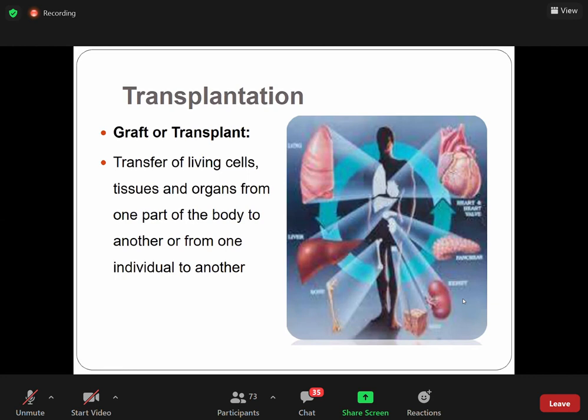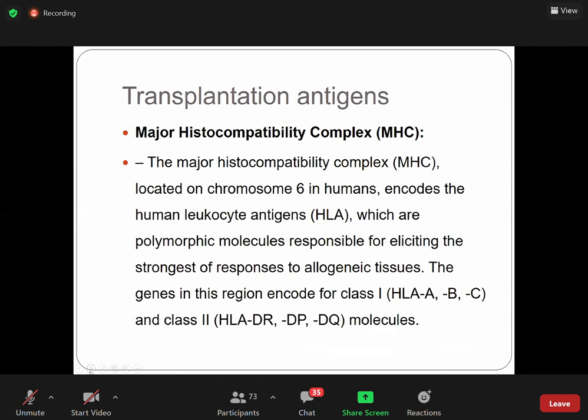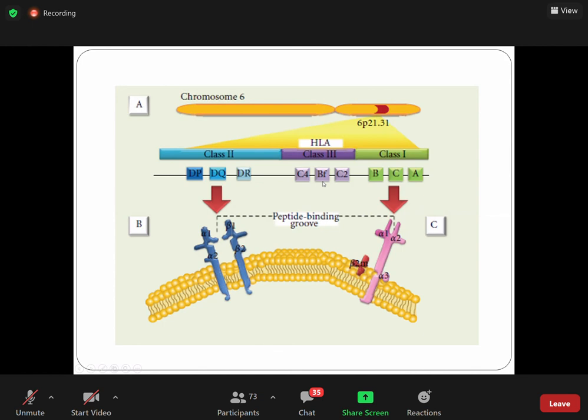What about the class 3 gene? Class 3 is not in the transplantation. Any idea? What is the class 3 gene? Input gene. Genes for the complement system like C2, B factor, but dealing with the class 2, the rejection of transplant.